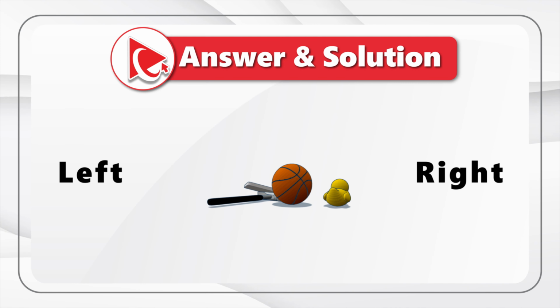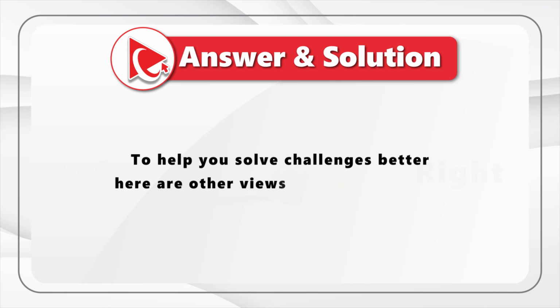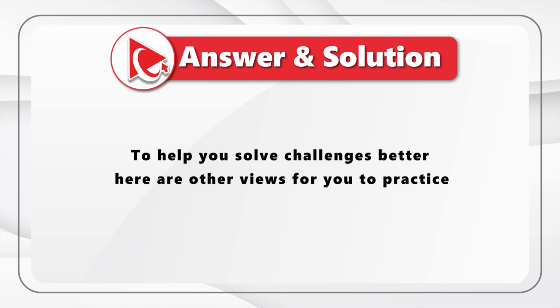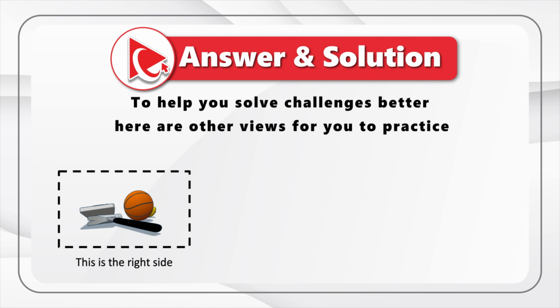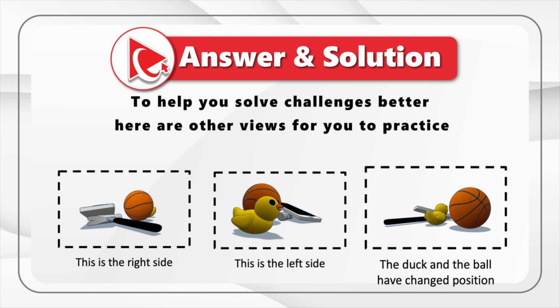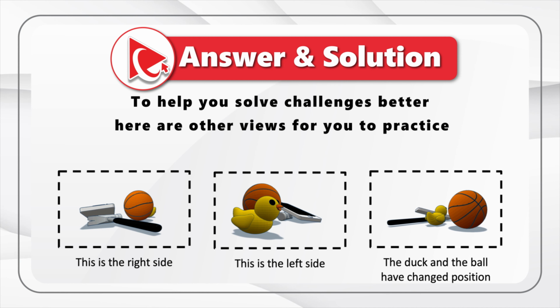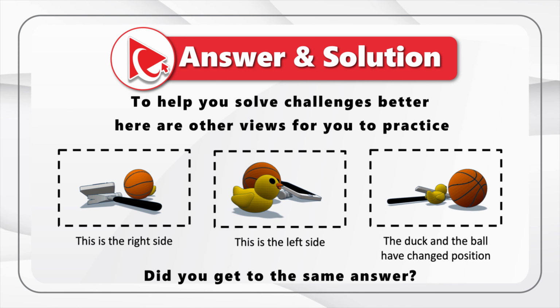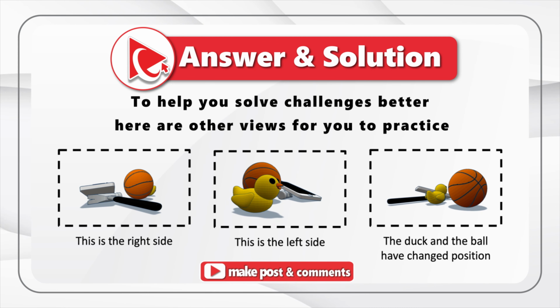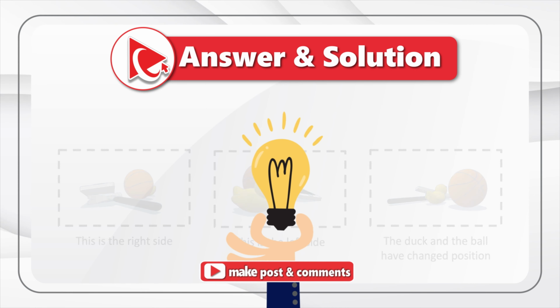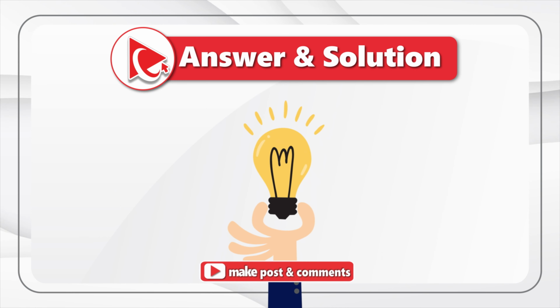We frequently see these types of questions on the test, so to help you solve these types of challenges, here are the views of these objects from different sides. Take a look at these objects from the right, from the left side, and take a look at this set of objects when duck and the ball have changed the position. I wanted to ask you, did you get to the same answer? If not, please make sure to post your answer and solution in comments, as well as you can supplement it with some tips on how to solve these types of challenges.